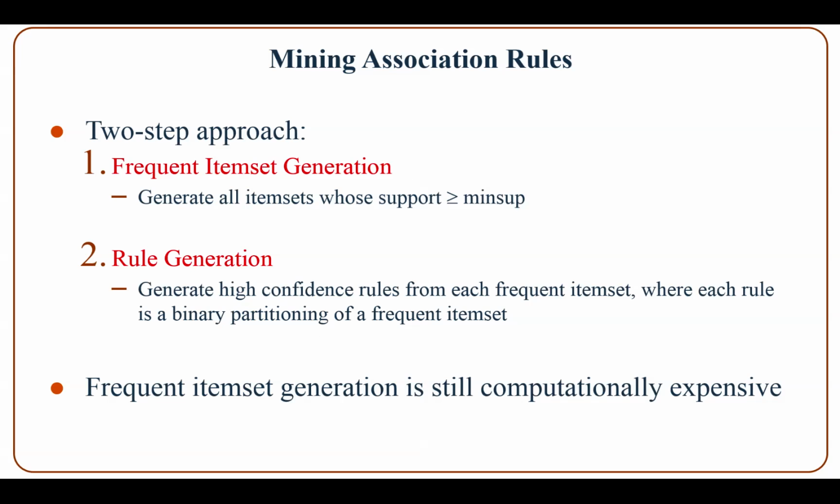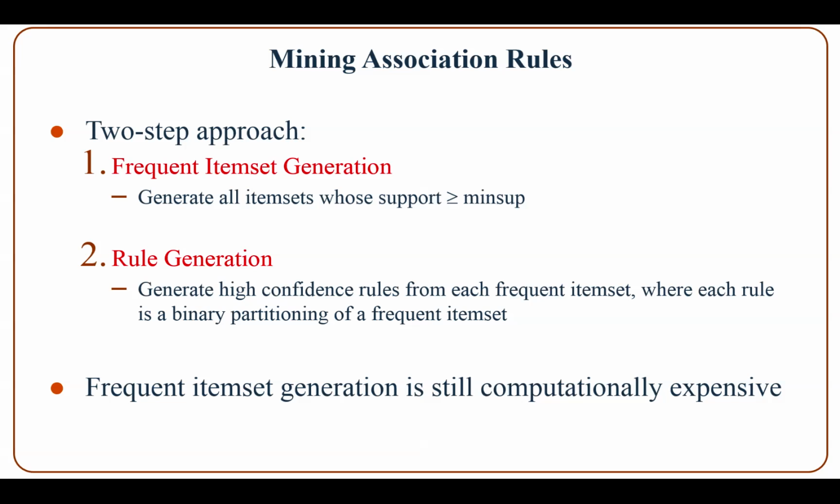As mentioned, the common strategy of many association rule mining algorithms is to decompose the problem into two major tasks. In the first task, frequent item set generation, the objective is to find all the item sets that satisfy the minimum support threshold. And in the second task, rule generation, the objective is to generate high confidence rules from each frequent item set, where each rule is a binary partitioning of a frequent item set.